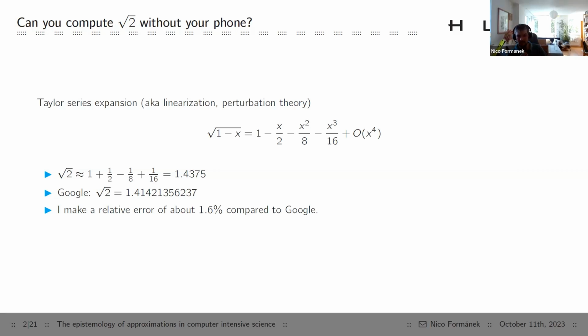And actually, this Taylor series expansion is not so bad, right? So I make a mistake of about 1.6% here. So this is already something, but of course there's more to approximation than just getting into the 1.6% range of the Google value. You might also be interested in how long it actually takes me, and whether there are approximations that can do it faster than what I have done here. And of course there are approximations of that kind, right? So this Taylor series expansion, in computational terms, is not very good.